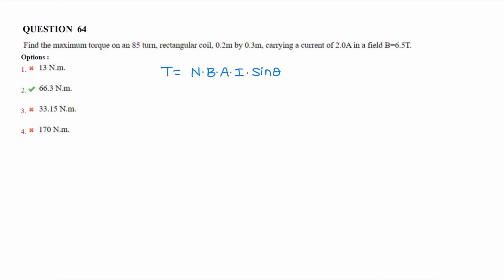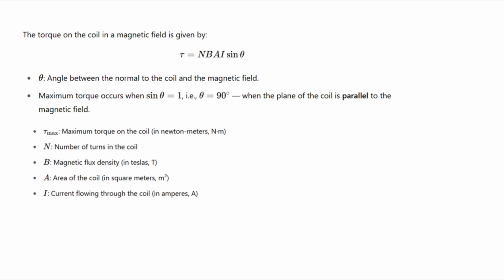Next question. Question number 64. Find the maximum torque for a rectangular coil. The torque on a coil placed in the magnetic field is given by torque tau is equal to NBAI into sine theta, where theta is the angle between normal to the coil and magnetic field, and the torque is maximum when sine theta is 1, that is theta is 90 degrees, when the plane of coil is parallel with the magnetic field.